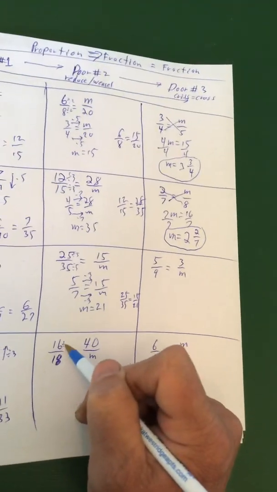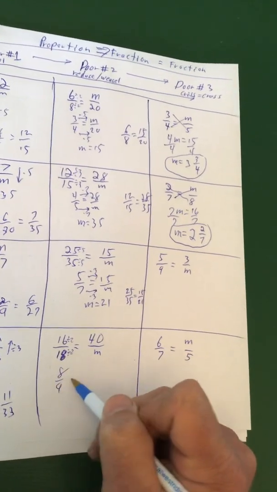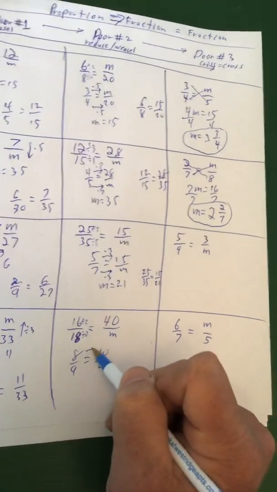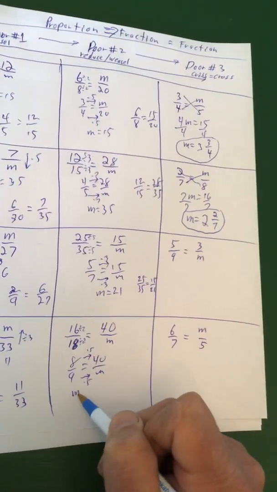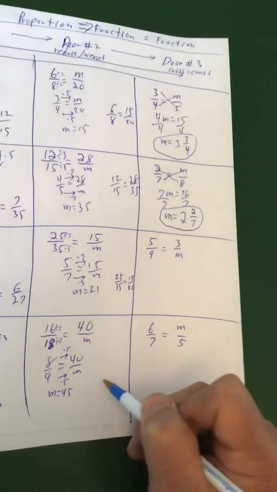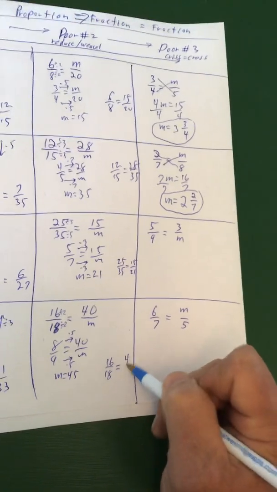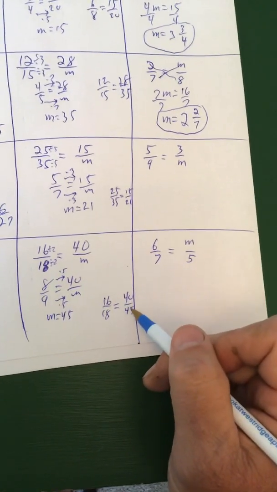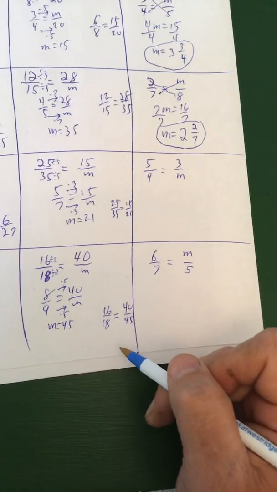I can divide both these by 2. This is 8 over 9 equals 40 over m. And then this is just times 5, so times 5. So m equals 45. And here, 16 over 18 is the same thing as 40 over 45. Those are equal fractions. This reduces to 8/9. This reduces to 8/9. So I know I'm right.